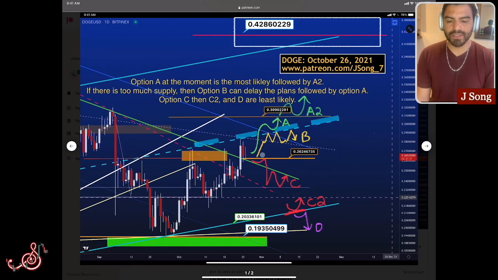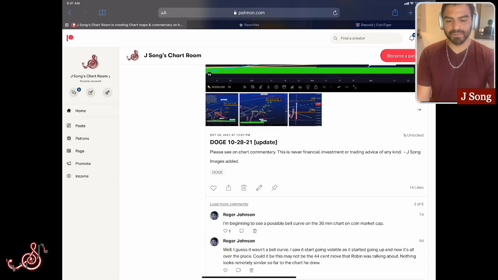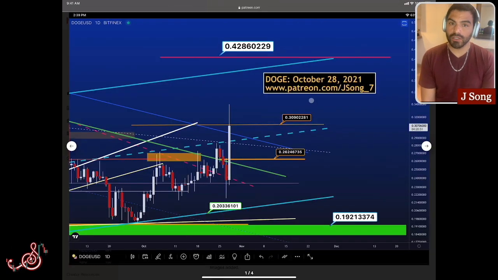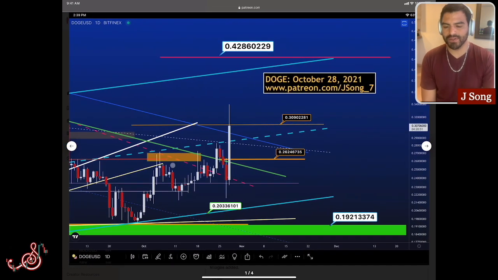And I still included the previous options, where we need to see a move above A and these angles to become really healthy. I spoke about that in a previous video on YouTube. And then on October 28th, we did see the move exactly to 30 cents. We actually moved higher, but could not close above that level. So this was very important. This was on the daily chart.